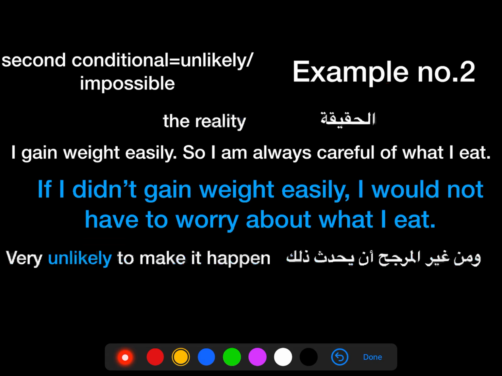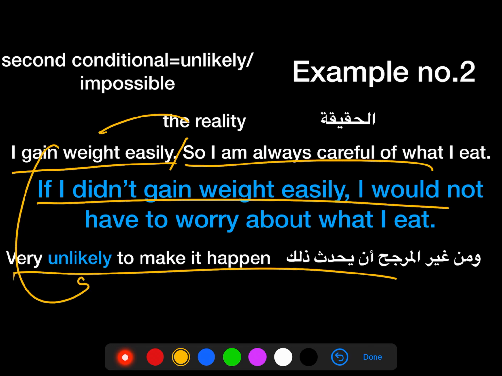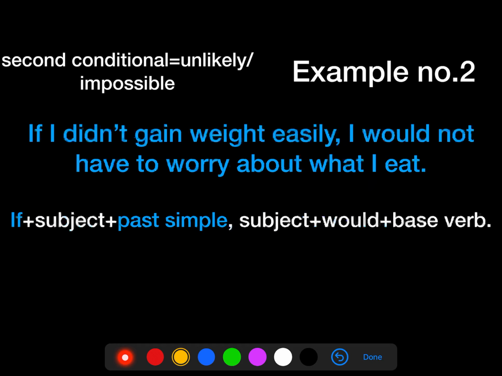Let's figure out later. But right now, I gain weight easily. That's the reality. So she's imagining. Very unlikely to make it happen. If I didn't gain weight easily, you can change that right now. So it's very unlikely to make it happen. So she's imagining. Okay, then how do you make this sentence with the second conditional if?